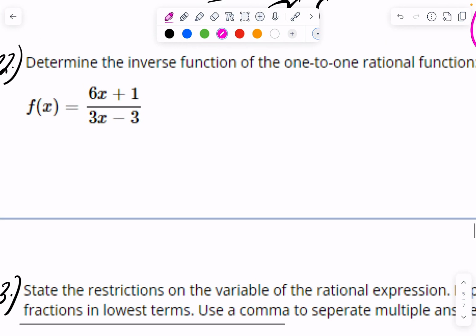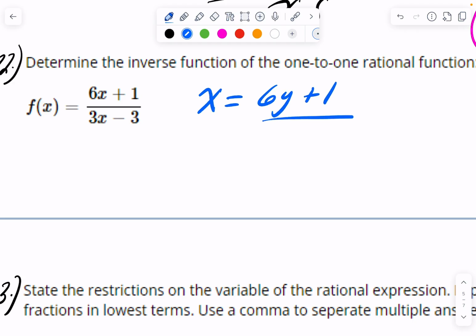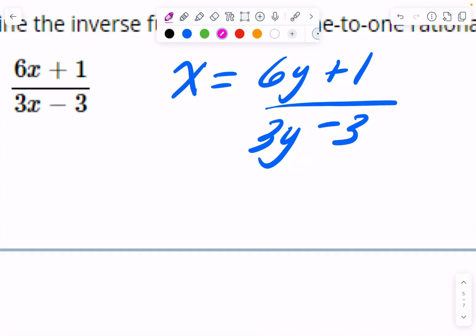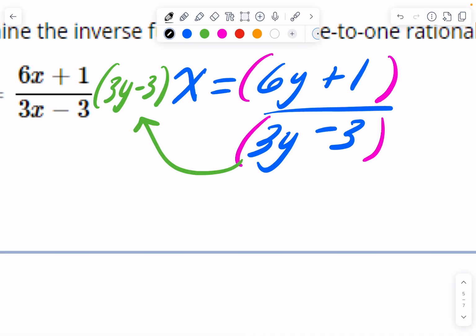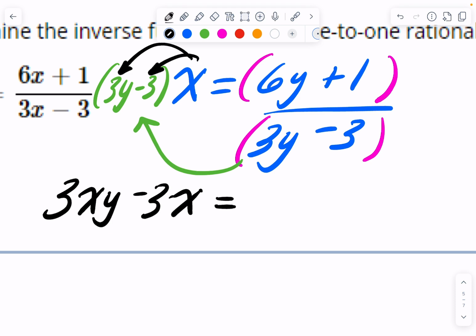Determine the inverse. So we switch x and y and solve for y. x equals (6y plus 1) over (3y minus 3). When we're finding the inverse, we switch x and y. We put parentheses around anything with two terms. We then times this out of the denominator, 3y minus 3. We then distribute x. So 3xy minus 3x equals 6y plus 1.